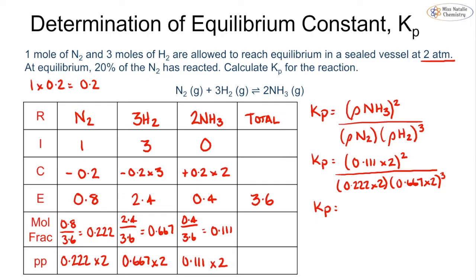Kp therefore is going to be 0.0469, and using the same method of units that we've previously used, only this time we're using atmospheres, you work your units out to be atmospheres to the minus 2. And that is your final answer for the Kp expression in this case.